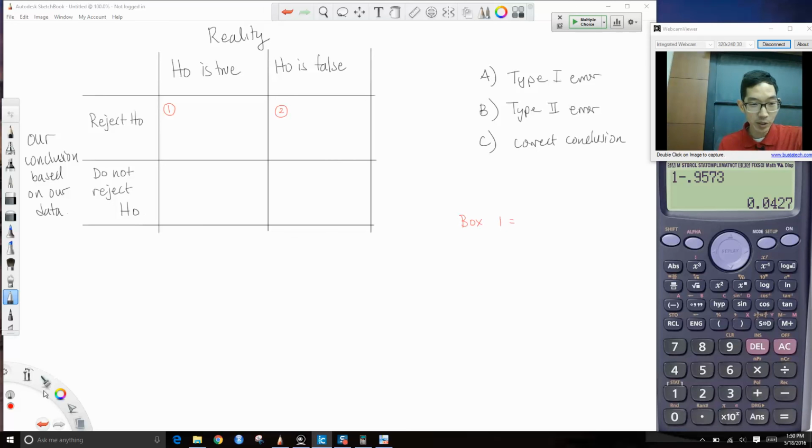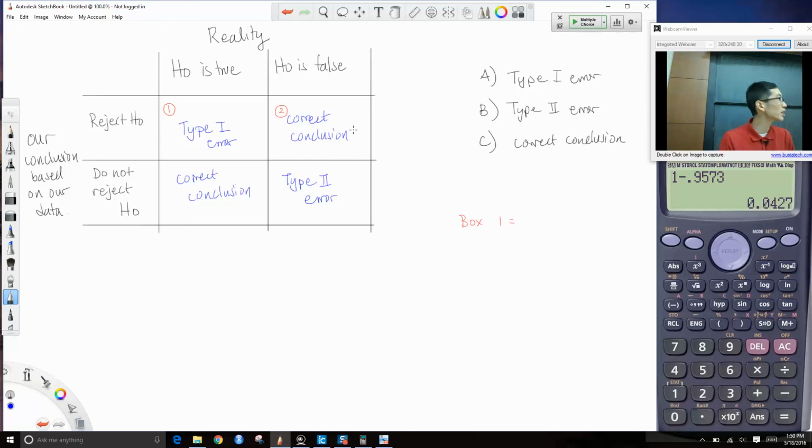Okay, so box 1, this is a type 1 error. Box 2, this is the correct conclusion. This box where the null is true and you choose not to reject it, that's also the correct conclusion. And then this box over here would be a type 2 error. We'll discuss more hypothesis testing on Friday, and we'll revisit this type 1, type 2 error stuff.